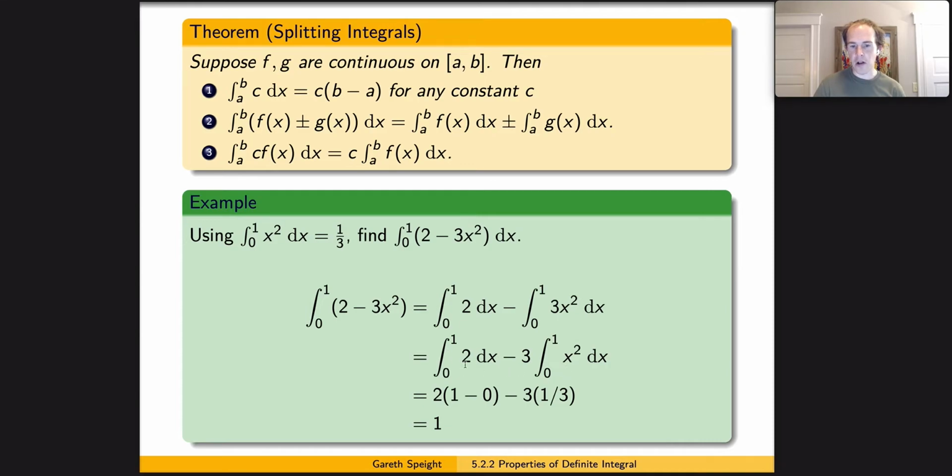So here, the integral of a constant is just the constant times b minus a. So we're going to get 2 times 1 minus 0. And then we know already that the integral of x squared is 1/3. So we're going to get minus 3 times 1/3. Okay, so we get 2 minus 1. We get 1 in the end. So we can use smaller integrals we know about, or simpler functions, to put together and understand the integrals of more complicated functions that we build up.